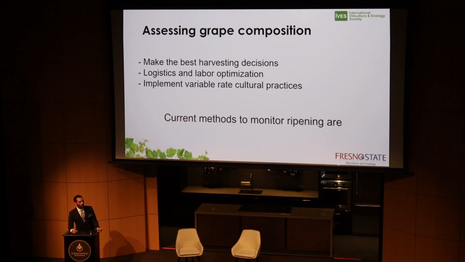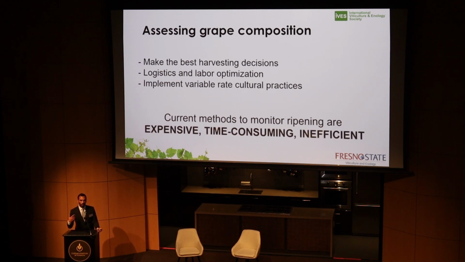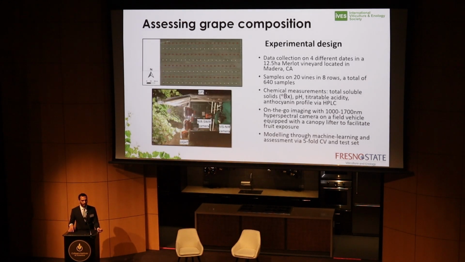And I'm sure there are winemakers in the room, and they always complain that what they have in the tank is not what the viticulture team took samples from, and that's because, of course, we only sample 1%, or 1 per thousand, of all the grapes in a vineyard. So current methods to monitor ripening are expensive. They need someone to collect grapes, and need someone to crush them and analyze them, and therefore they are time-consuming and inefficient. What we did is that we mounted hyperspectral cameras on the back of a UTV or a mule.